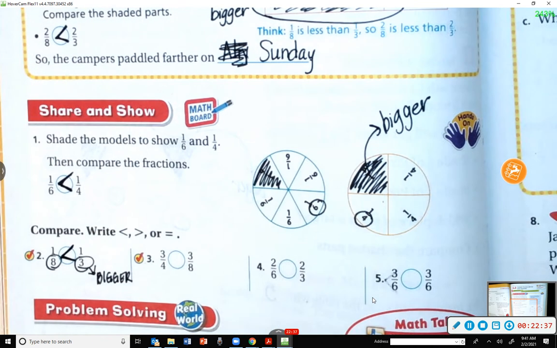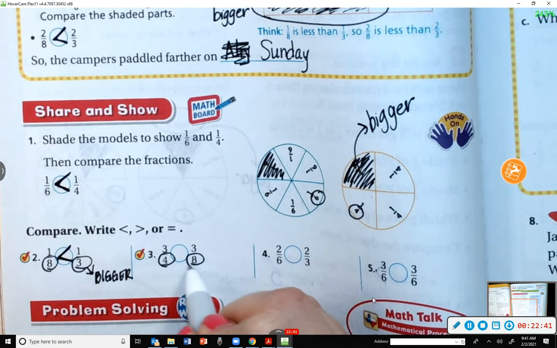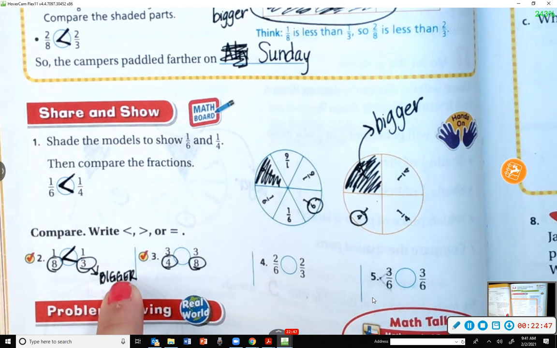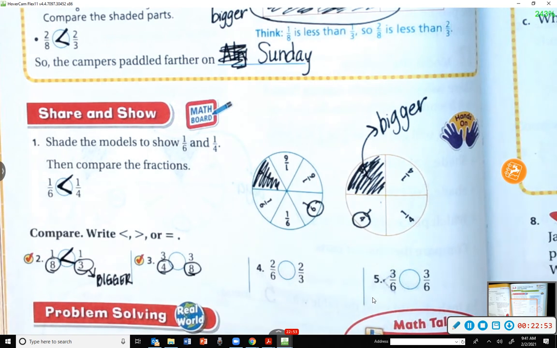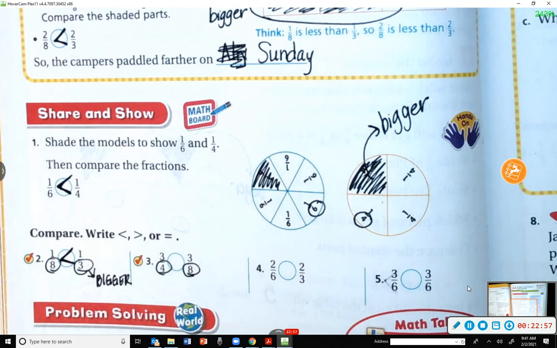Okay? So that's what I want to see on your paper. I want you to circle the denominators. The one that's actually lower is going to end up being bigger. Okay? We have to train our brain to think the opposite on these. So now I want you to try 3, 4, and 5 on your own, and then we'll come back.